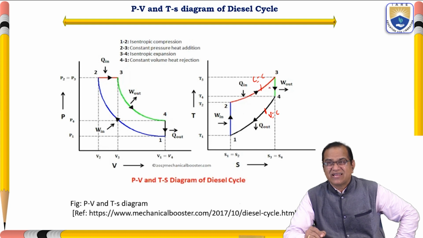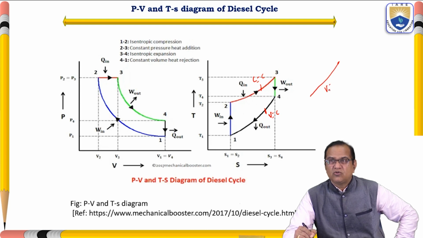If you see the TS diagram, the slope of the constant volume line is higher than the slope of 2 to 3. So 4 to 1 is a constant volume line. If you start from one point, this is V equal to constant and this is P equal to constant.